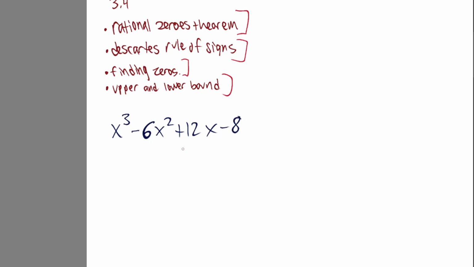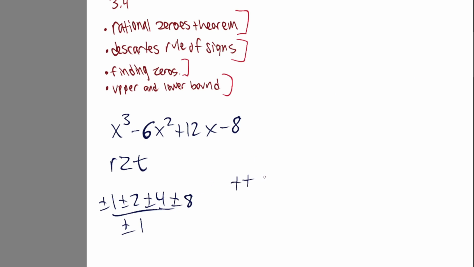And first I'm going to do my rational zeros theorem. To do that, I'm going to take my plus or minus 1 on the bottom, because this is a 1 here, a hidden 1. And then I'm going to do plus or minus 1, plus or minus 2, plus or minus 4, and plus or minus 8 on top. What this basically gives me is plus or minus 1, plus or minus 2, plus or minus 4, and plus or minus 8 for my possible zeros.